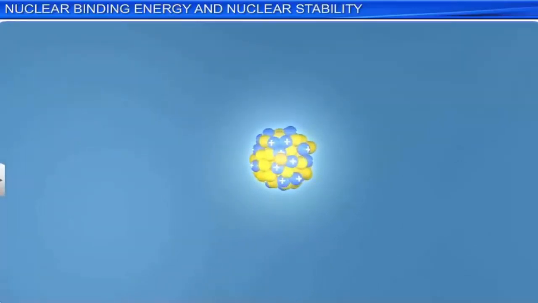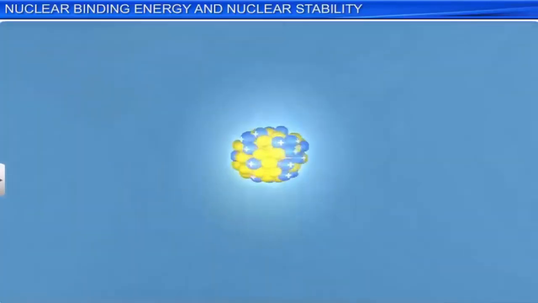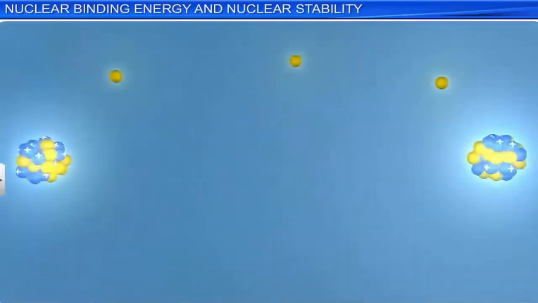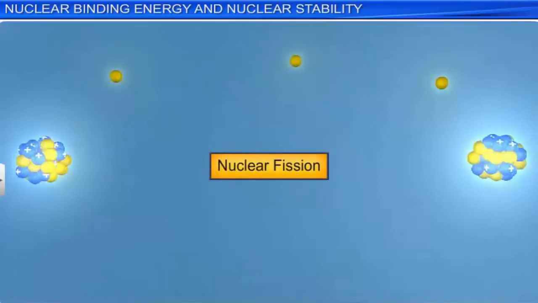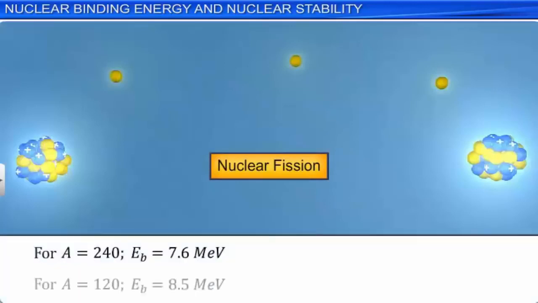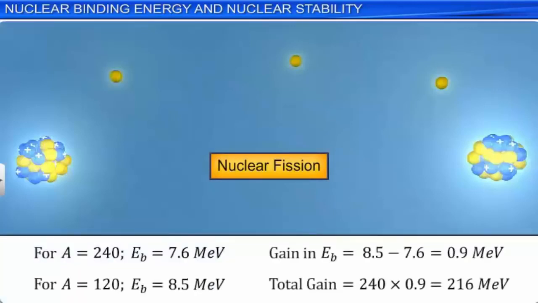Thus, if a nucleus with A equal to 240 breaks into two A equal to 120 nuclei, in a process called nuclear fission, the nuclei get more tightly bound and hence become more stable in the process. This shows that a large amount of energy would be released in this process. This is the reason for the high energy release in nuclear fission.